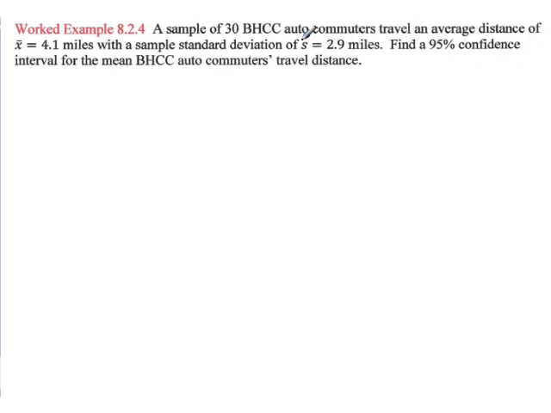A sample of 30 BHCC autocommuters travel an average distance of 4.1 miles, with a sample standard deviation of 2.9 miles. Find a 95% confidence interval for the mean BHCC autocommuters travel distance. First, we have to verify either n is greater than or equal to 30 or x is normal. And we have exactly a sample of 30, and so we're okay.